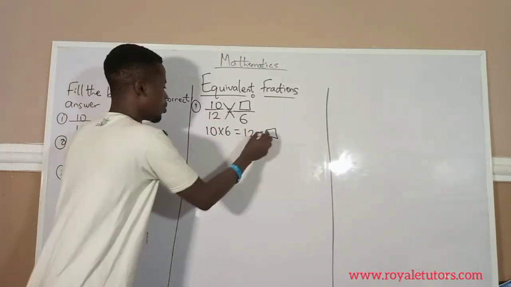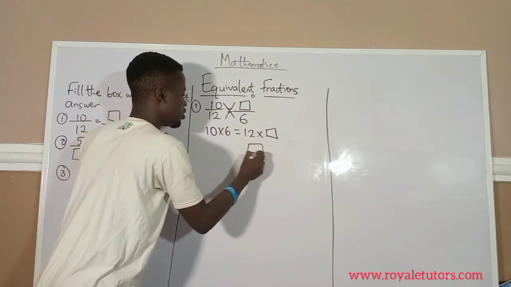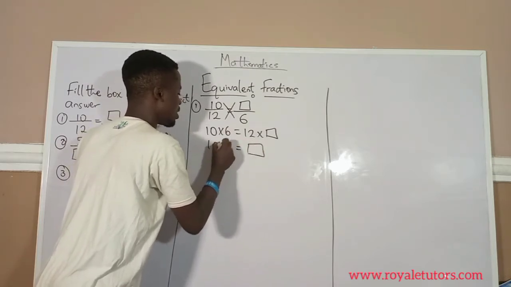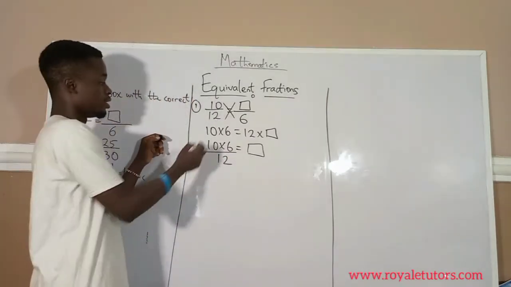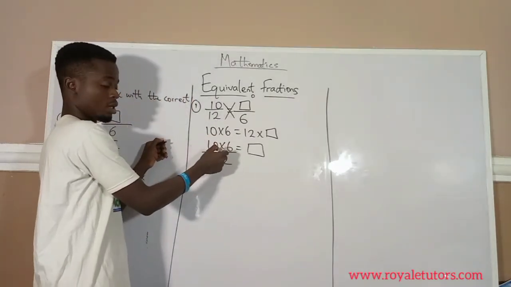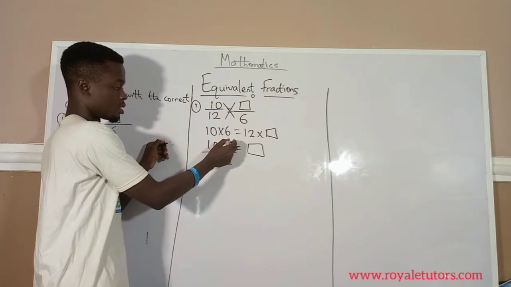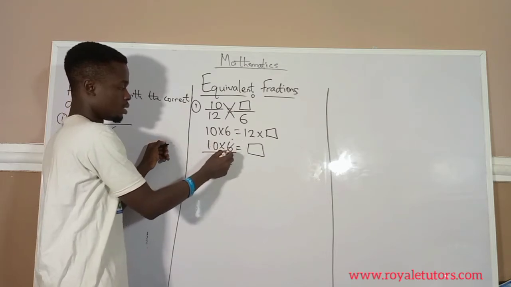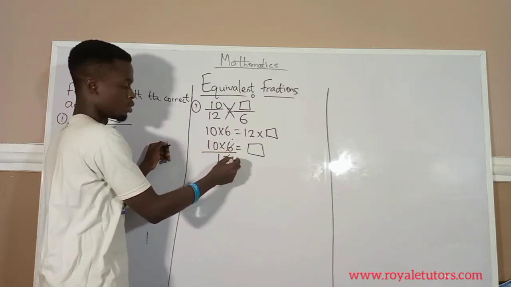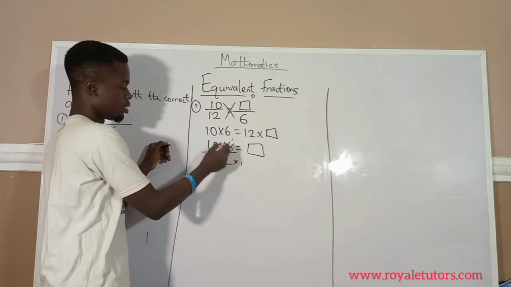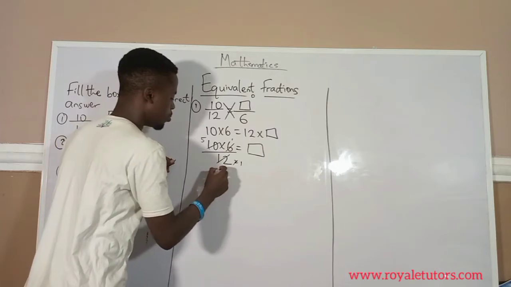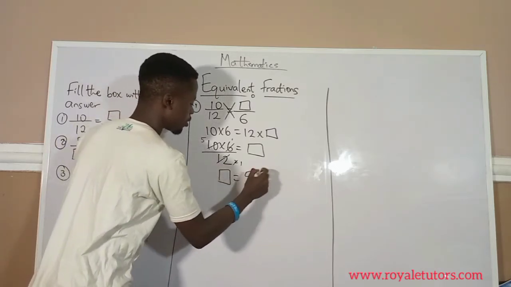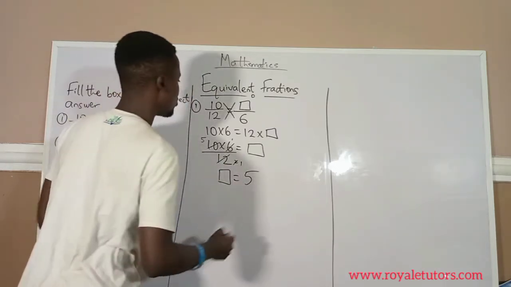So you can have your box standing alone to be equal to 10 multiplied by 6 divided by 12. So if you divide, let's just use 6 once. 6 here is 1, 6 here is 2, 2 here is 1, 2 here is 5. That is, you are dividing. So you have your box to be equal to 5. Let us see if you are truly correct. Let's check.